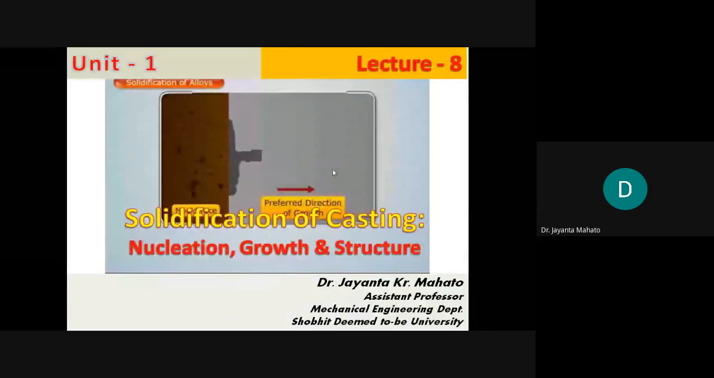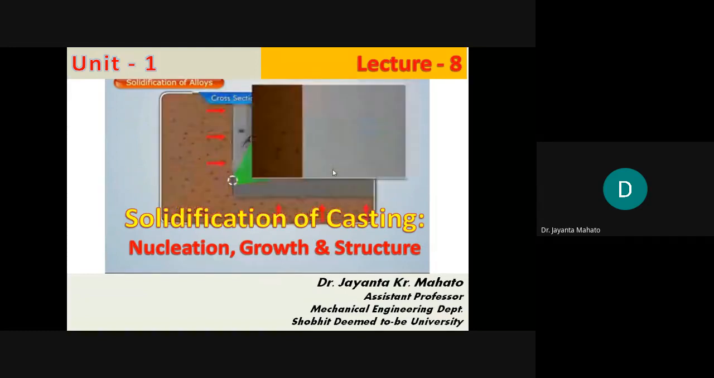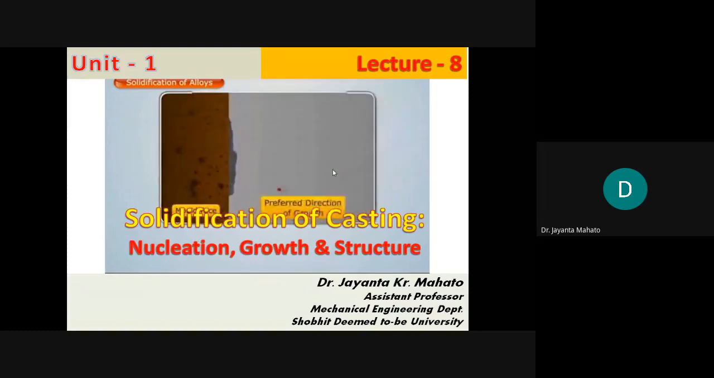There are actually four basic steps. First, nucleation, then all the nuclei come together, attach to each other's growth, and ultimately form a grain structure for the cast material.